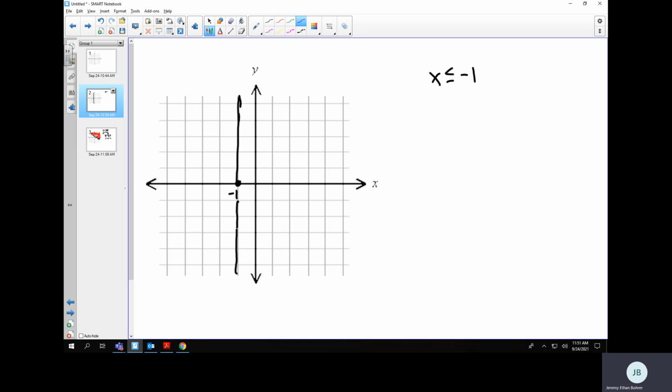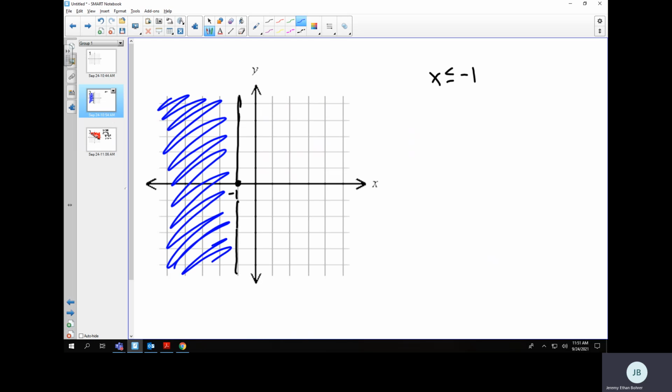Then I will graph our solution in blue. It is everything in blue plus the line itself. So everything to the left of the line is part of our solution set.